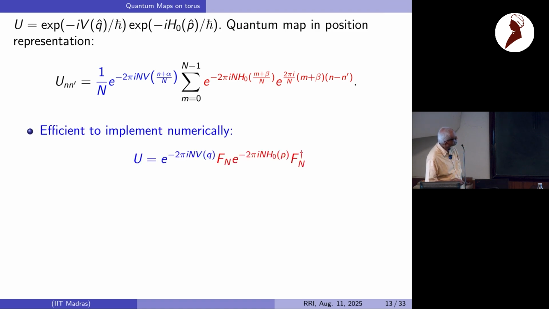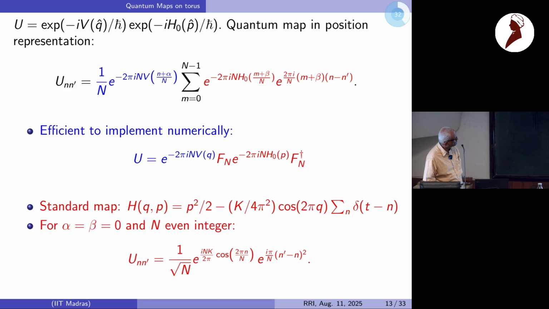It is efficient to implement numerically because position and momentum are related by a Fourier transform, and Fourier transforms are done efficiently on the computer using the fast Fourier transform. So you can do a fast Fourier transform. This will be diagonal in the momentum. Another Fourier transform to make it again back into the position space. And then position space is already diagonal. So these two are diagonal, can be implemented efficiently, with a Fourier transform.